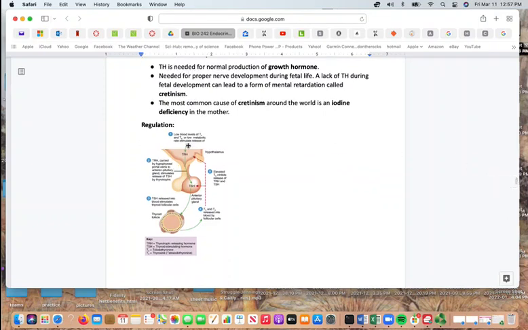So this is going to show here the negative feedback loop. When you have low levels of T3 or T4, it will affect the thyrotropin releasing hormone. That's going to in turn affect TSH. TSH will lead to production of the thyroid hormones, and as those are elevated, it will work in the negative feedback loop to shut things down.